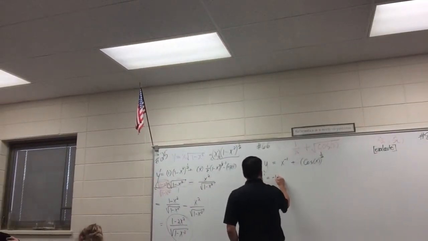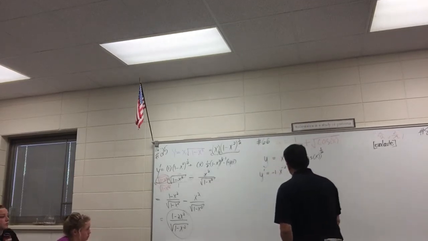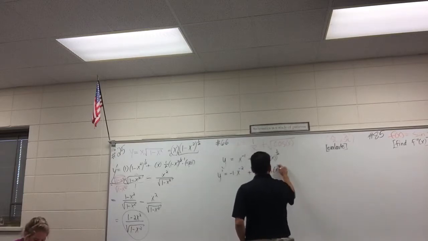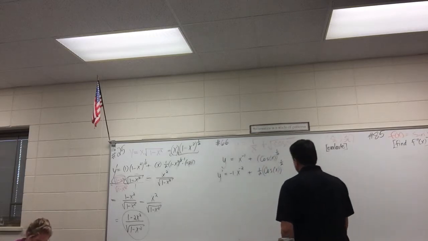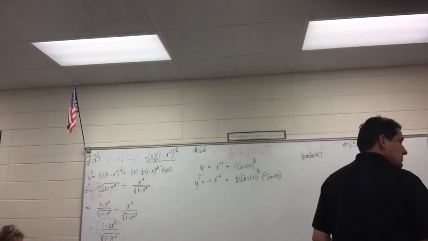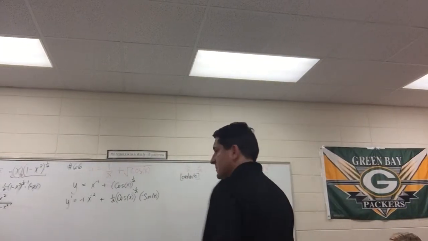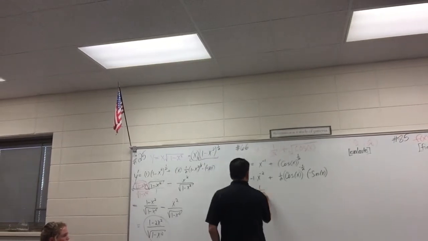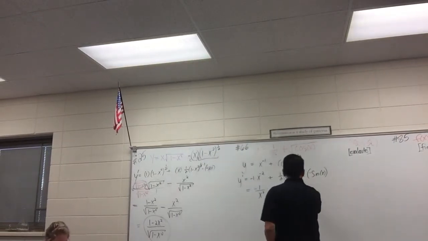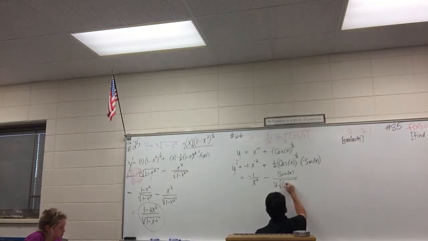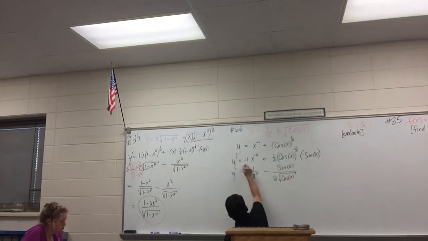So y prime is equal to negative 1 times x to the negative 2. That's your basic power rule in action. And then here's a chain rule: 1/2 times the cosine of x to the negative 1/2, multiplied by the derivative of the cosine, which is negative sine of x. Okay, so what does this give us? This gives me negative 1 over x squared, minus sine of x on the top still. The bottom has 2 times the square root of the cosine of x. And this is my y prime.